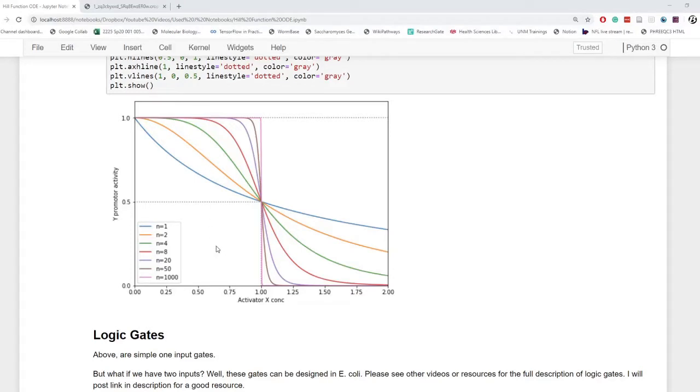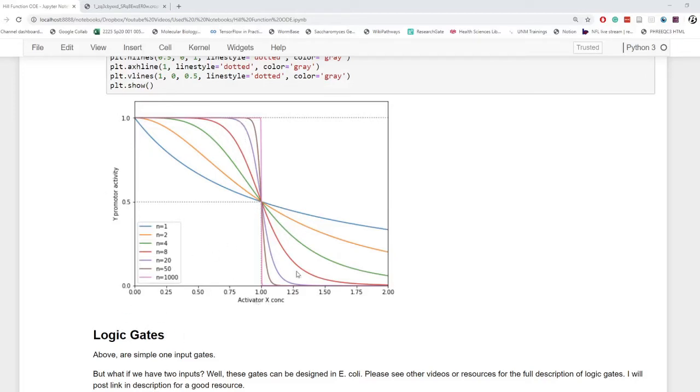In this video, I hope to introduce logic gates and multi-input activation repression models when it comes to gene expression. So in the last video, I talked about the Hill function and how it's a continuous model. Usually it's not a very steep step function. This is the repressor. We have the Y promoter activity and the repressor X. The Y promoter, the target of X, is only active at low concentrations of X.